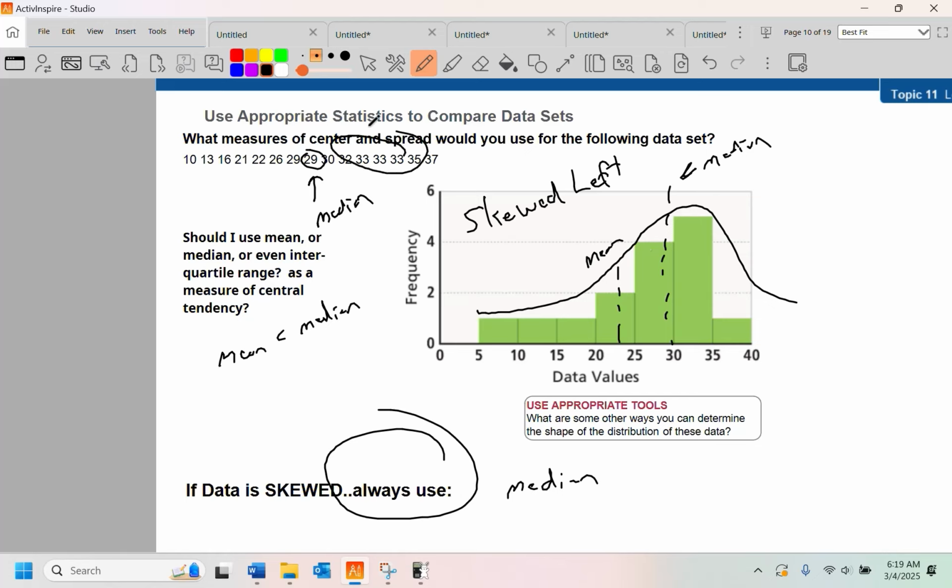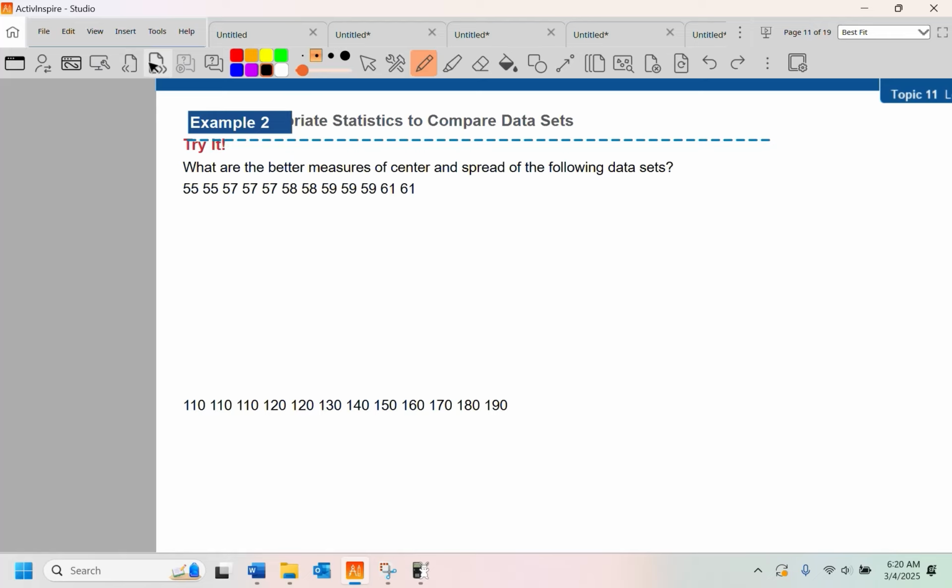Moving forward. What are the better measures of center and spread of the following data sets? So what you really want to do is you want to see a histogram. That's what you want. You want to see a histogram to do this.